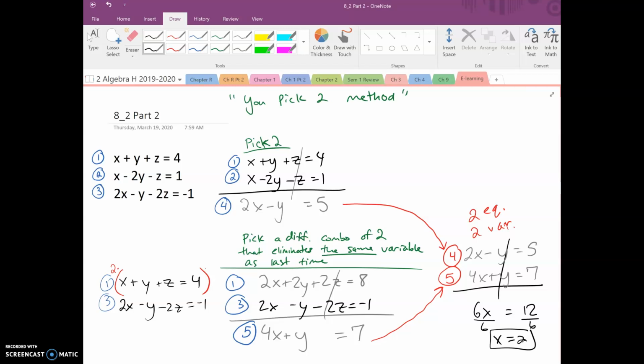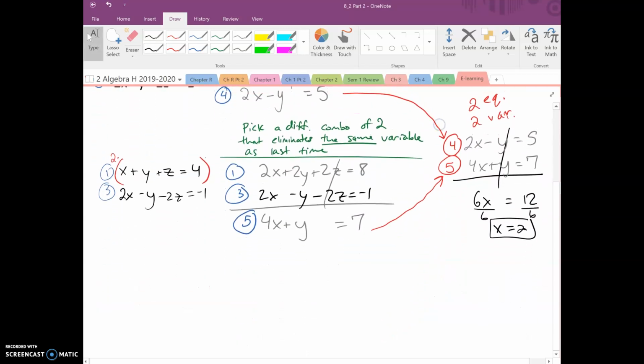We don't want to plug x equals 2 into 1, 2, or 3. You know why? That's still too many variables left. There's still y and z left. And there's ways you could get this done by plugging them into 1, 2, or 3, but I think there are some easier ones. What number equations did I not mention? 4 and 5, right? So choose to plug it into either 4 or 5, whichever one looks easier to you. I think 5 looks easier, but that's just my opinion.